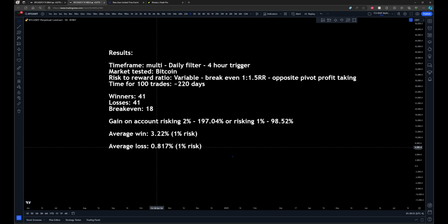So it's not just average loss of minus 1% risk, because some of the losses don't make it to the full stop loss. Sometimes it's just halfway there, and then we get a pivot in the opposite direction and the trade is closed with just half of the loss. So average loss, 0.81%. Average win, 3.22%. So average win much greater than the average loss, which is exactly what you want to see, especially when we have a 50% win rate here.